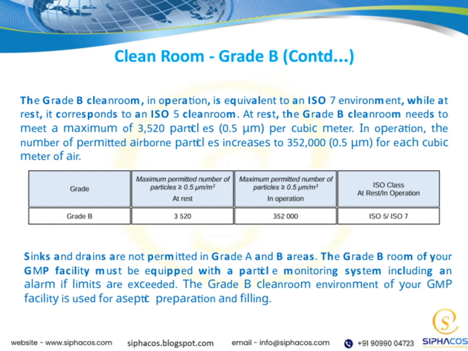Specifically, at rest, the maximum allowable particles of 0.5 micrometers are 3,520 per cubic meter. During operation, this limit is naturally higher, up to 352,000 particles per cubic meter. This distinction highlights how particle counts can fluctuate depending on whether the room is actively being used or not, but overall, strict controls are essential to ensure product safety and quality. This all ties back to our overall goal: maintaining a controlled environment that ensures the integrity of our aseptic processes.